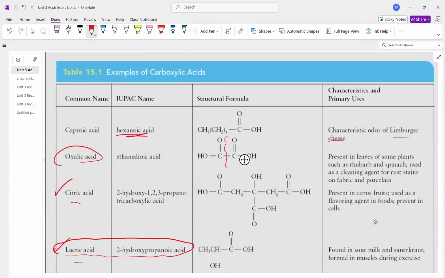Anyway, a 5-carbon acid is called butyric acid. Whenever you smell something rotting, smells bad, butyric acid. It's a 5-carbon acid.